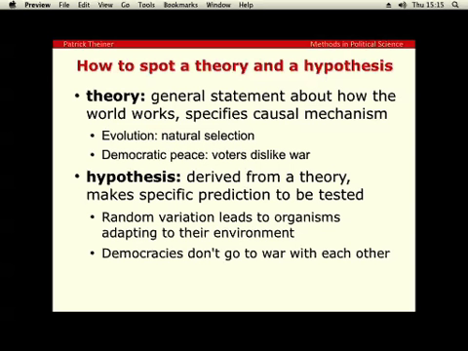Now, first of all, there's always a thing called a theory. You've probably talked with other people, and you've come across a statement such as, oh, that's just a theory, which is meant to be kind of derogatory. Like, oh, you're just making that up. That's just baloney. That's not what theory means in science.